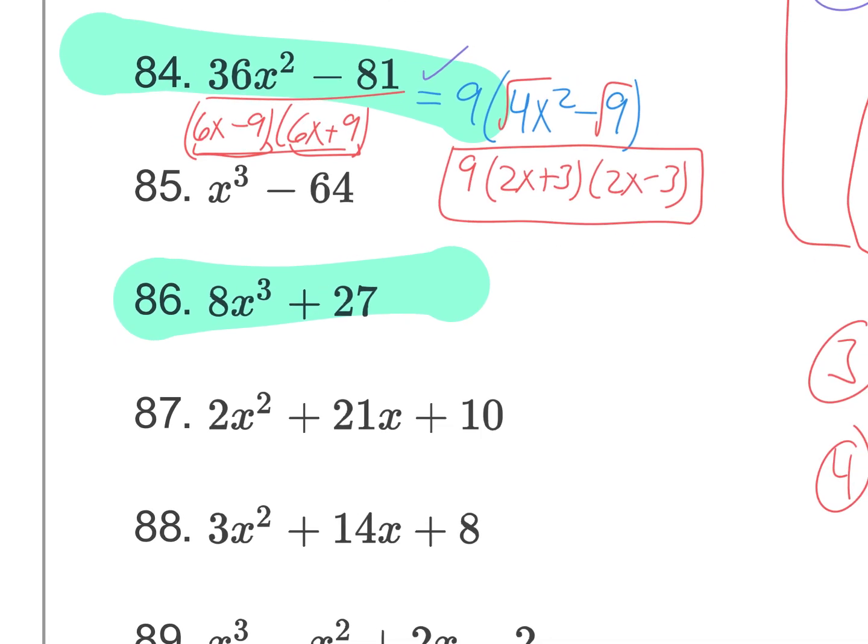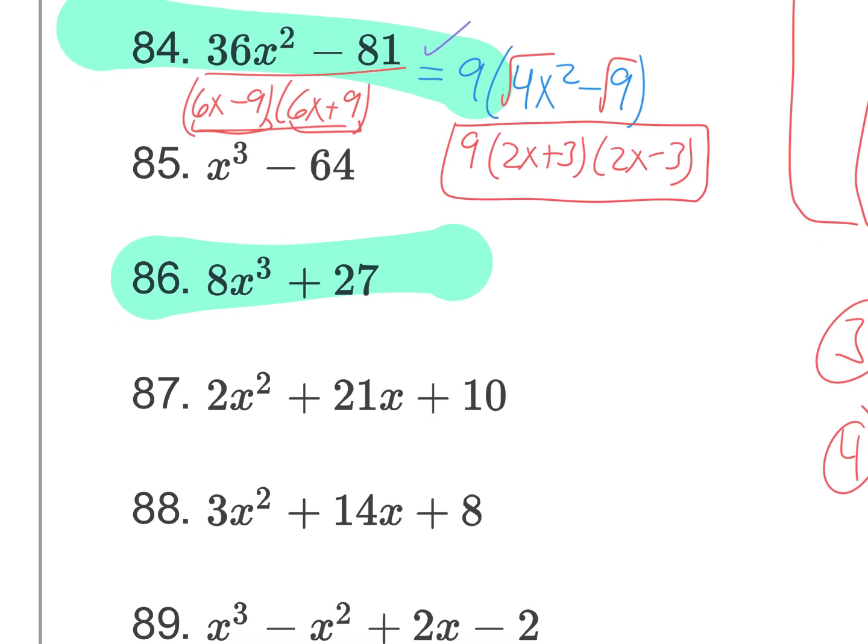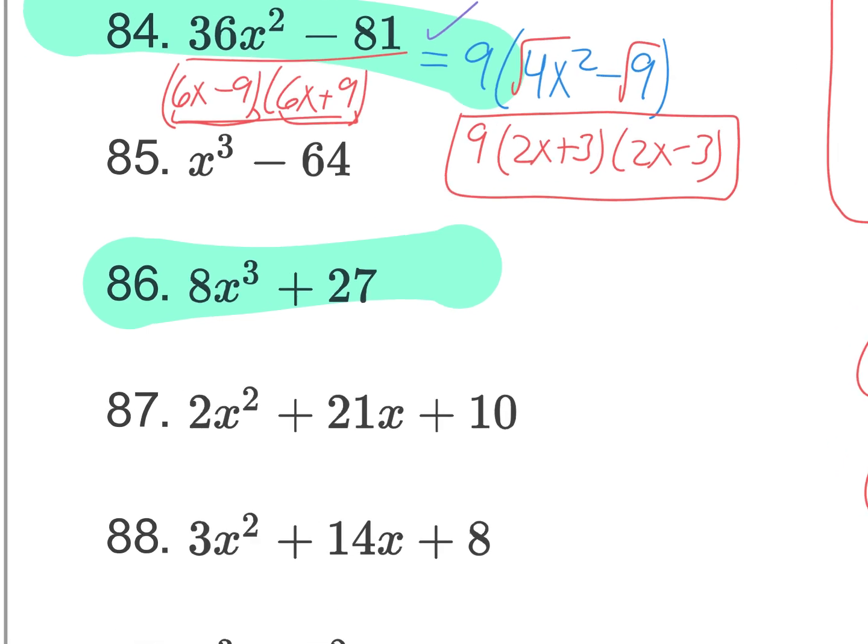All right, one more before you guys go. 86. Is there anything special about this? Well, first, is there a GCF? All right, there's no GCF. So then you move on to step 2. Is this a special case? Is there anything special about this? Perfect cubes, right? You guys agree? This is a sum of perfect cubes.